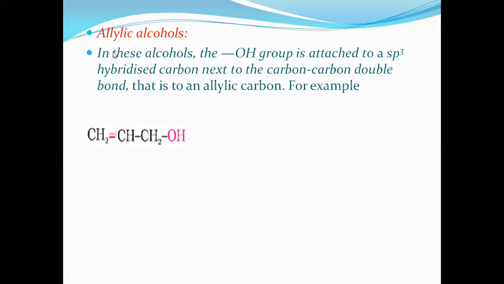This type of alcohol is called what? Allylic alcohol. Students, remember, here the OH group must be attached to a carbon atom which should be sp3 hybridized, and that carbon atom is attached to another carbon atom containing a double bond. Such alcohols are called allylic alcohols.